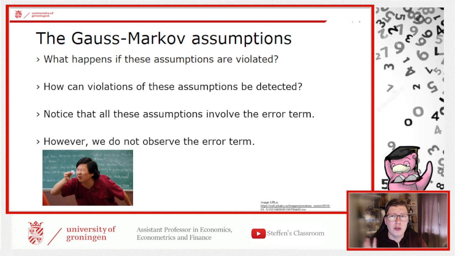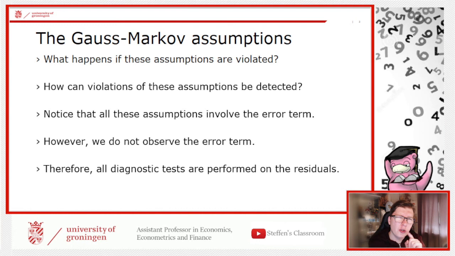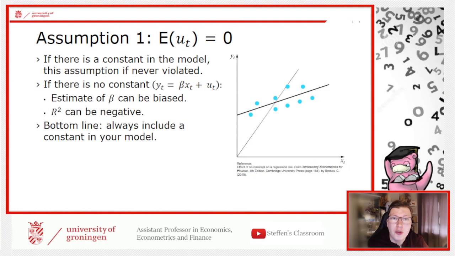And all these things can be rather troublesome. But it also means, since we don't observe the error, we will have to perform all these tests that we are about to show in today's class on the residuals. That is, we don't do them on the error, but on the estimated error, the residuals, which of course is the difference between the actual and fitted values of your dependent variable. Now, that should be a good introduction to what we're going to do, and we're going to dive straight into the first assumption.